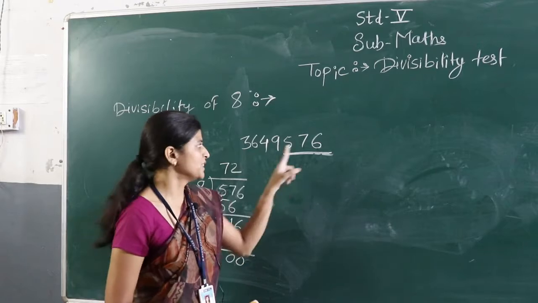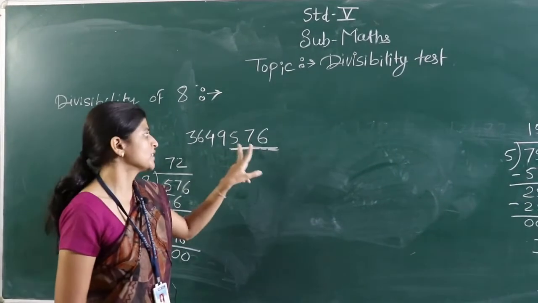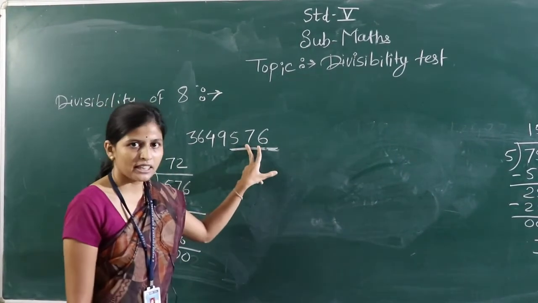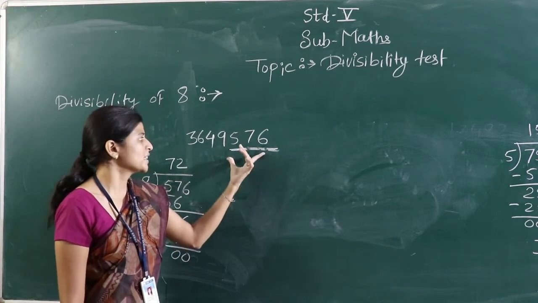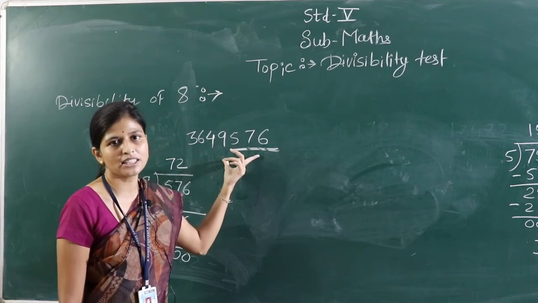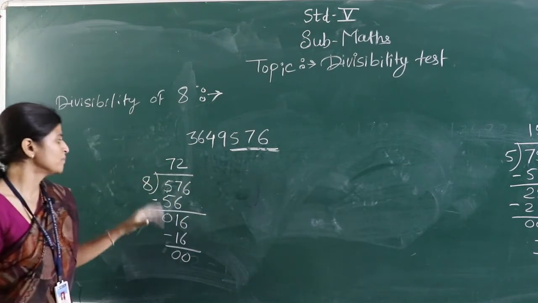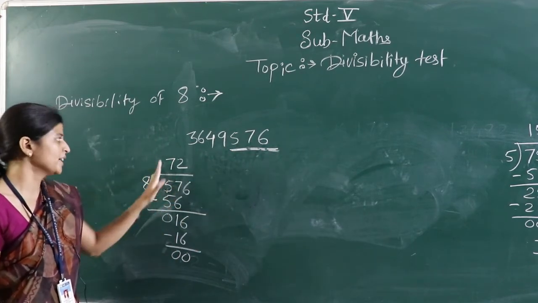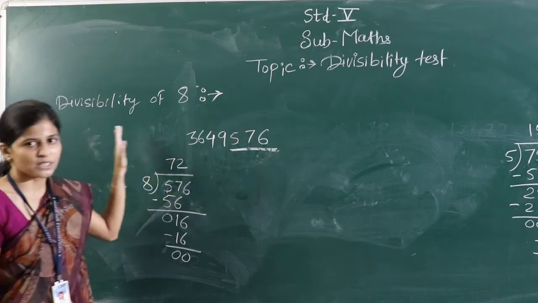In 2's, we see the last digit; in divisibility of 4, we check the last 2 digits; like that in divisibility of 8 we check the last 3 digits. If the last 3 digits are divisible by 8, meaning we divide the last 3 digits by 8, then the whole number is divisible by 8.